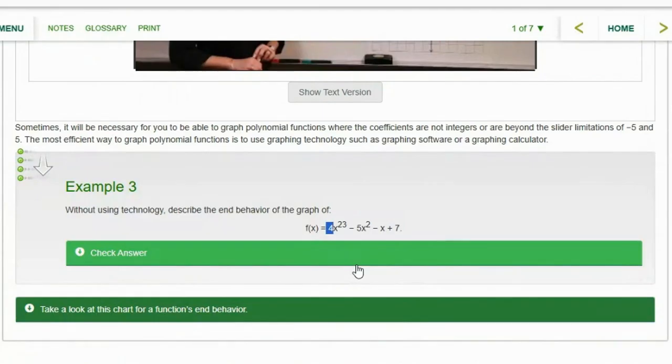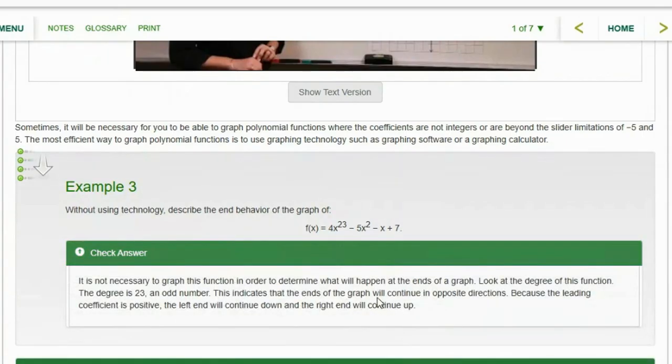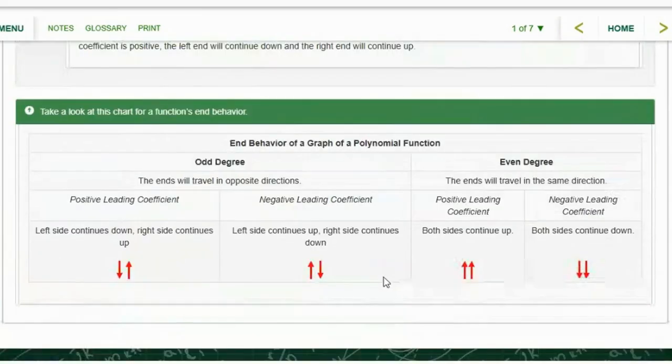That's all we have to know. It's all it's asking. What is the end behavior? Let's check. It's not necessary to graph it, but look at the degree. The degree is 23, an odd number. That means that the ends will continue in opposite directions. And because the leading coefficient is positive, the left end will go down and the right end will go up towards positive infinity.